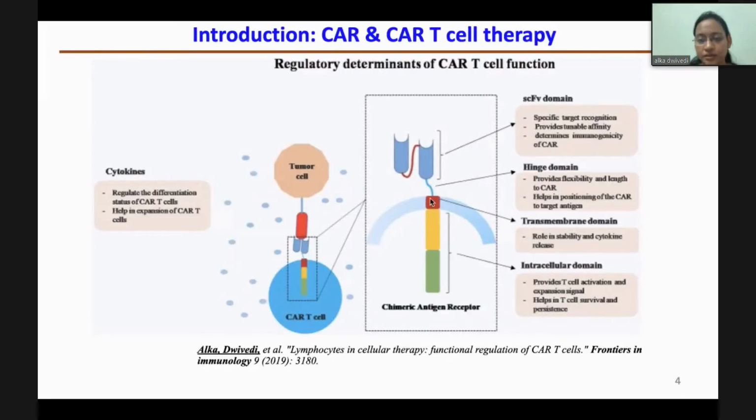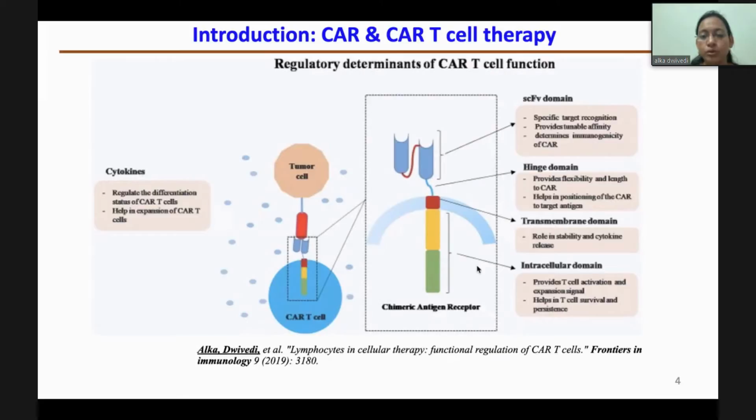And the transmembrane domain provides stability, and it also helps in the release of cytokines after activation and binding to the targeted antigen. The next domains are the intracellular domains. There are basically two: CD3 zeta and 4-1BB, which is a co-stimulatory signal. Both signals provide the antigen activation signal for the proliferation of these T cells.